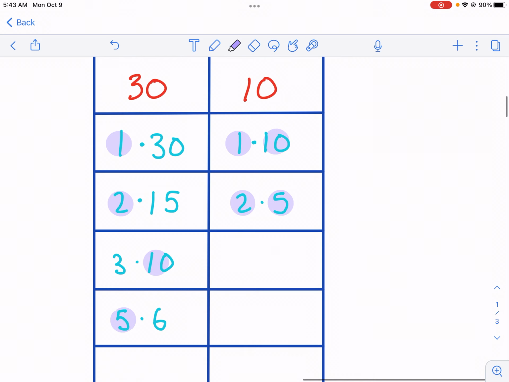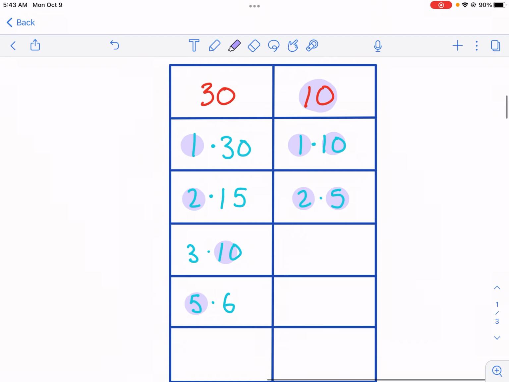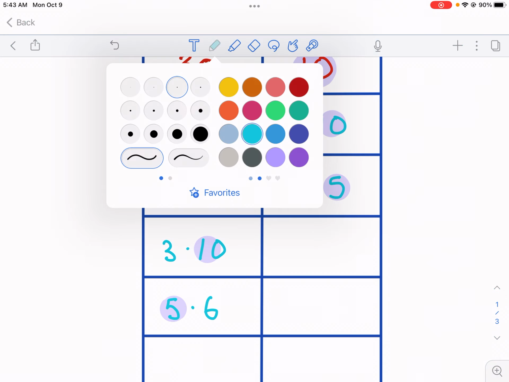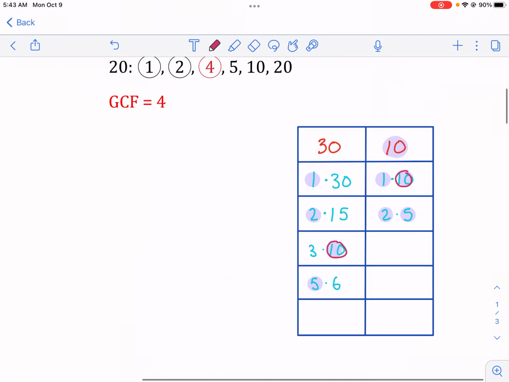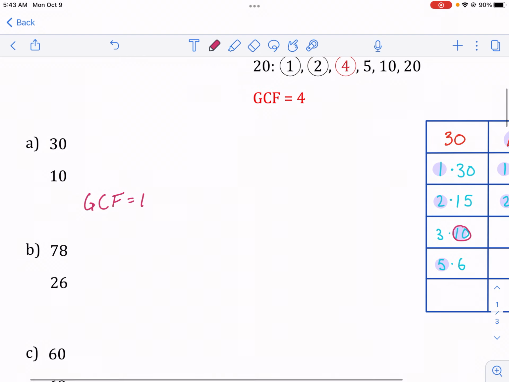A lot of times people forget that 10 is a factor of itself. So I need to keep in mind that 10 can be my greatest common factor. In this case, it is. 10 is the largest of these factors. Go ahead and circle it in red. So that is going to be my GCF. So for letter A, the GCF is equal to 10.